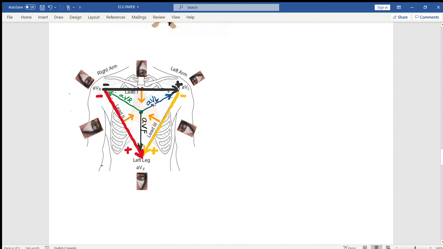And same is the case with the AVF, which is placed on the foot, the left leg foot. Now this AVF is looking at the heart from the inferior side, from this direction. So your heart is visualized in the frontal plane from every direction. From this direction, one; from this direction, two, three; AVL from this corner; AVR from this corner; and AVF from the inferior side, from the bottom. So in this way, we use the frontal plane for the visualization of the heart by the unipolar limb leads and bipolar limb leads.